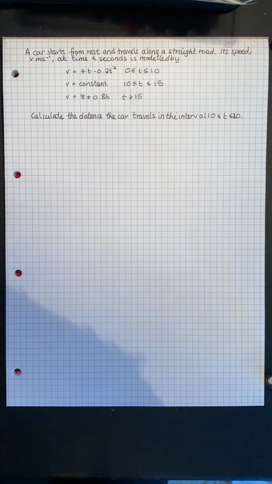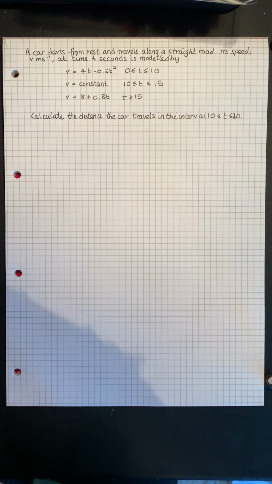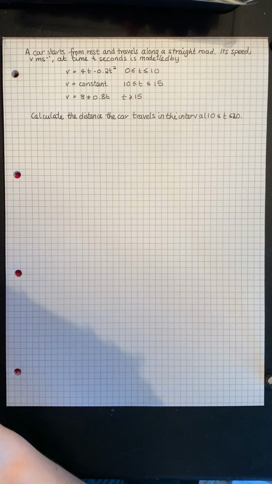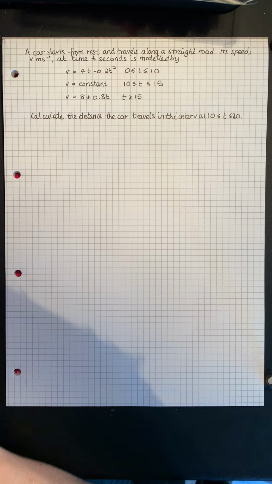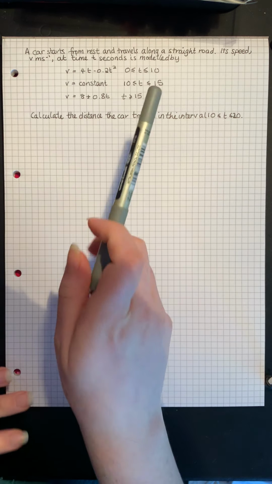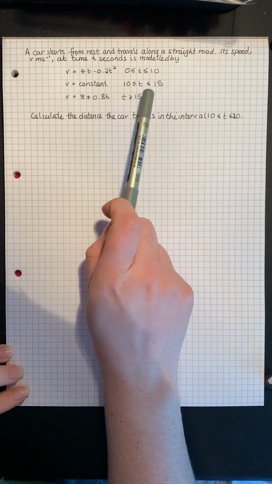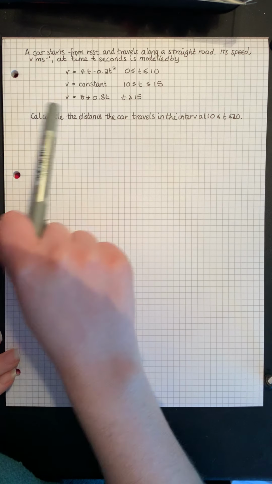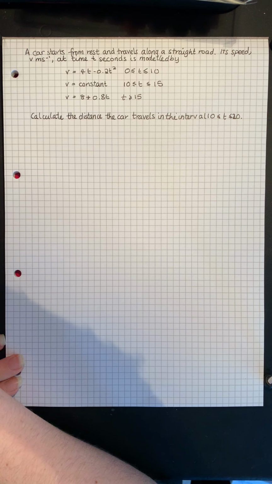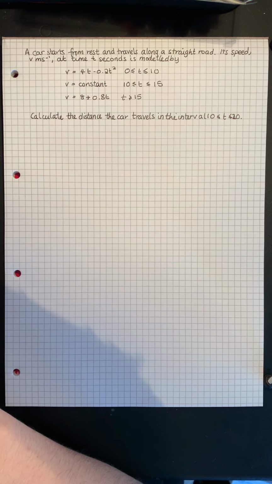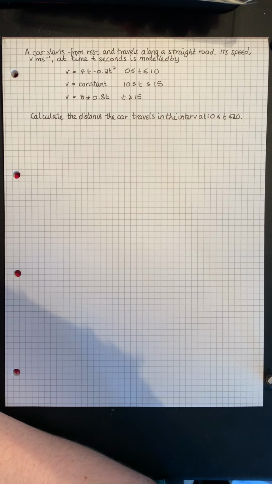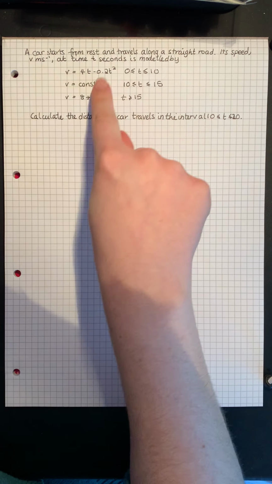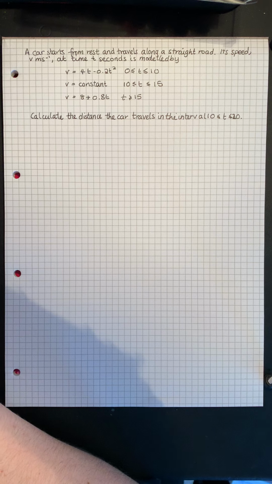Alright, in this video I'm going to show you another question to do with variable acceleration. This time we are given a piecewise function, so for different values of t we've got different functions for the velocity. So we just need to be careful that whenever we consider a range, we check what different ranges of t it falls into.